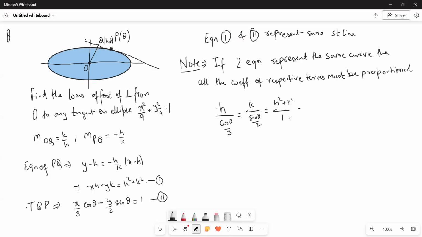Now from here, how do we get the locus? We find cos theta and sin theta and then square. So taking the first and the third, what will the value of cos theta be? 3h by h square plus k square. Taking the second and the third, sin theta is 2k by h square plus k square. We know sin theta, we know cos theta, convert it to locus, square and add. So 9h square plus 4k square is equal to h square plus k square whole square. That would be the answer. We will generalize this.